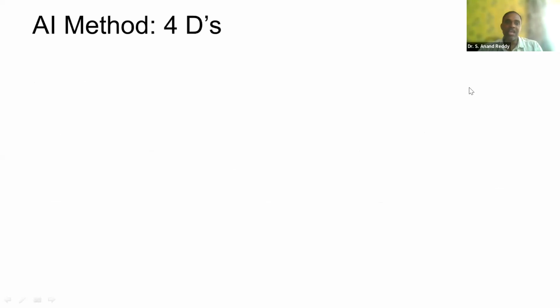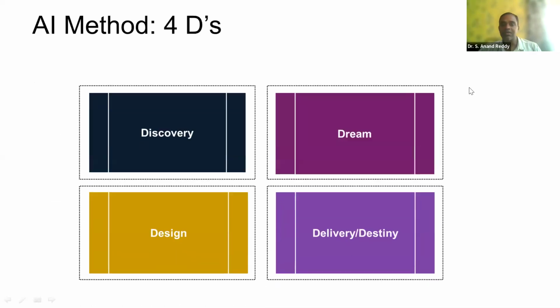Now this entire AI principle works on the 4D method. What is this 4D method? It's dream, design, discover, delivery. That's the destiny we speak about. The first one is the design, then discover, then you dream, then you deliver it. So these are the 4 Ds. You are designing it, then you are discovering the positives and negatives, then you are dreaming it, the implementation part, and then you are delivering it. So that's the AI method.